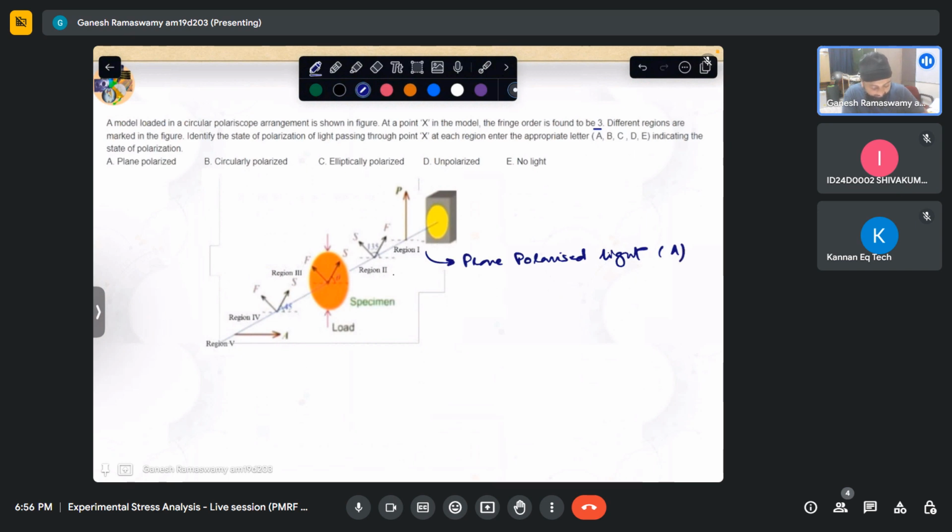Then we have a quarter wave plate. We have a quarter wave plate which introduces a retardation of lambda by 4. Which introduces a retardation of lambda by 4. And the orientation is kept such that the plane polarized light that passes gets equally split. The amplitudes remain the same. In such a case, we have circularly polarized light.